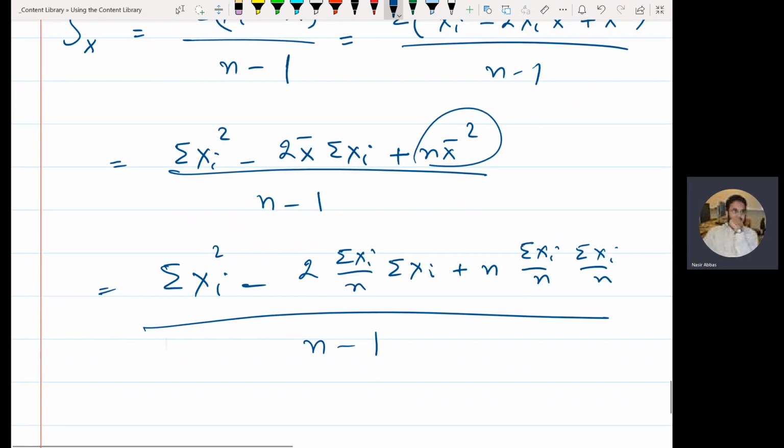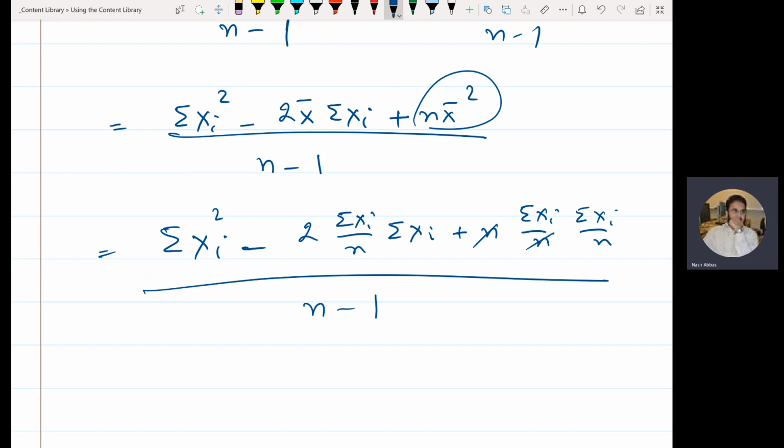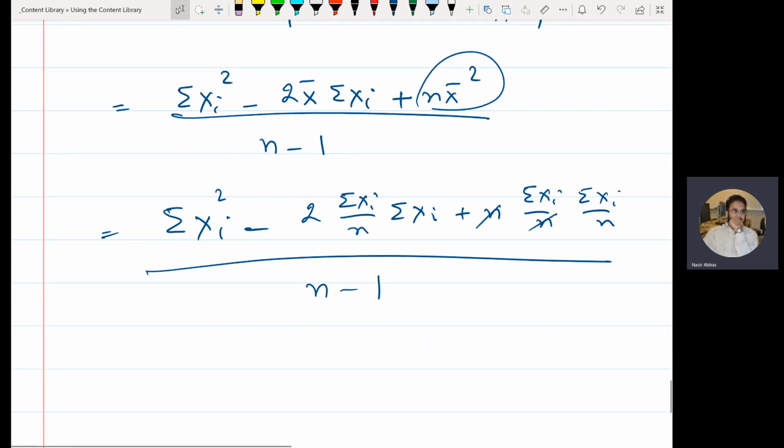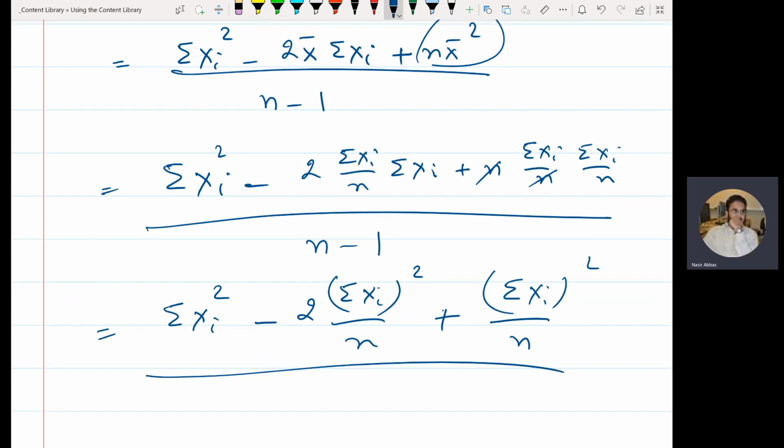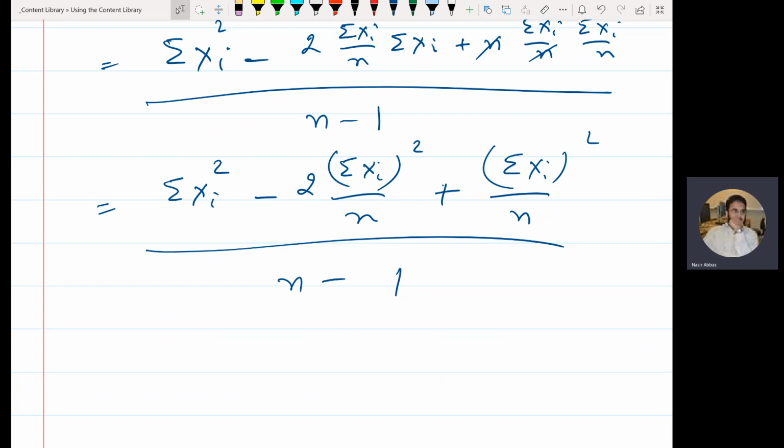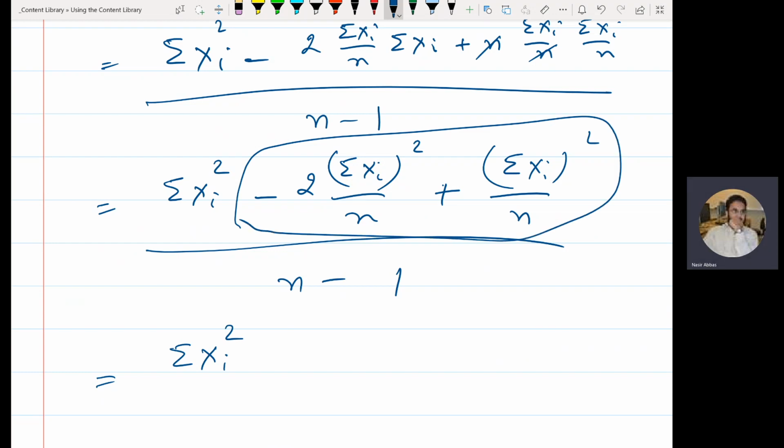True? Yes. Now you see this one cancels with this one, and you have summation xi square minus 2 times summation xi whole square over n plus 1 times summation xi whole square over n. Is it true? Whole divided by n minus 1. True? And if you simplify this one, it is summation xi square. What is this? Same terms. Plus 1 times minus 2 times. What will you get?